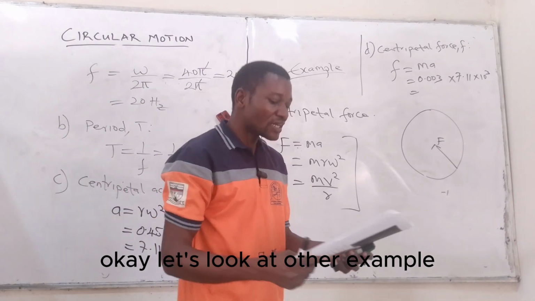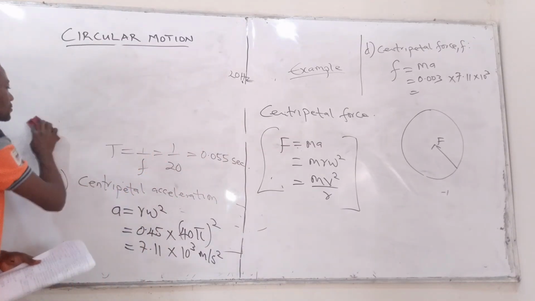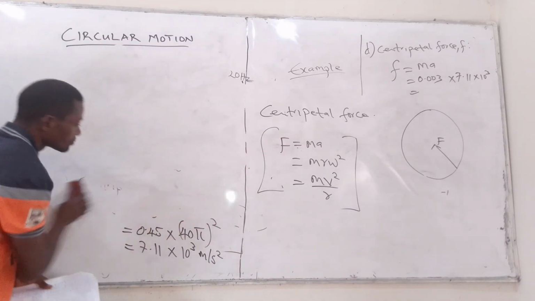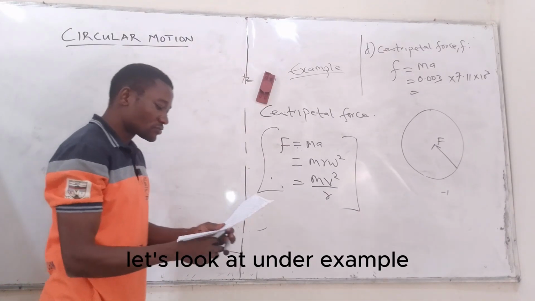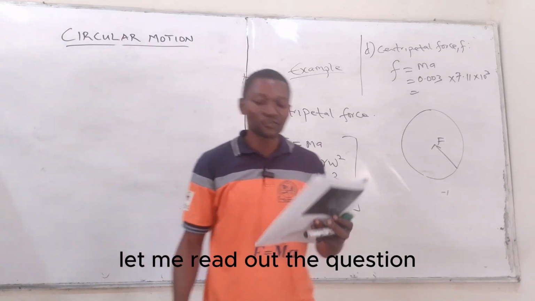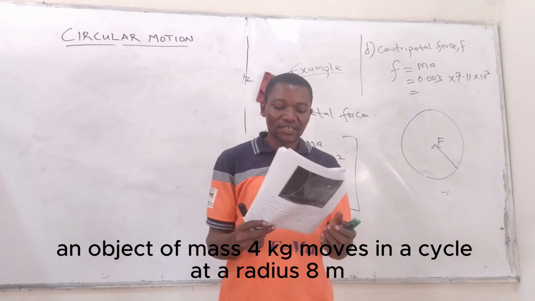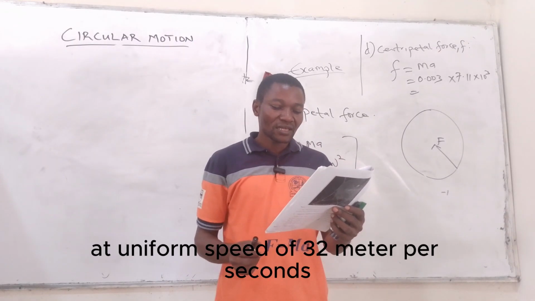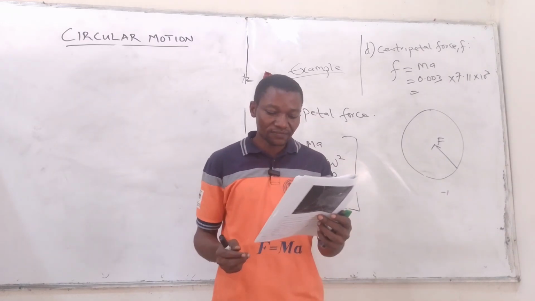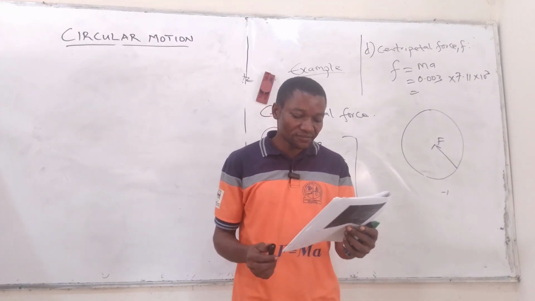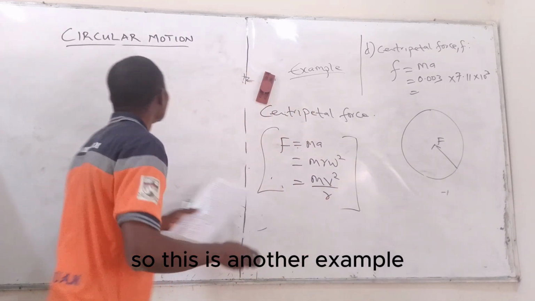Okay, let's look at another example. Let me read out the question. An object of mass 4 kilograms moves in a circle of radius 8 meters at a uniform speed of 32 meters per second. Calculate the angular velocity and the centripetal force. So this is another example.